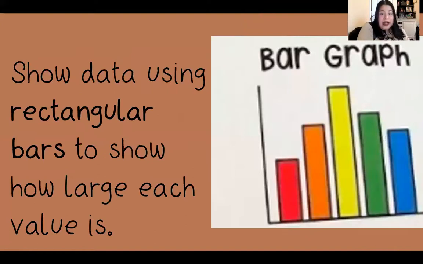So bar graphs show data using rectangular bars to show how large each value is. So for this graph, we want to see the largest, which means it has the most, right? So the yellow would have the most. If this was about our favorite colors, most of the class, its favorite color is yellow.